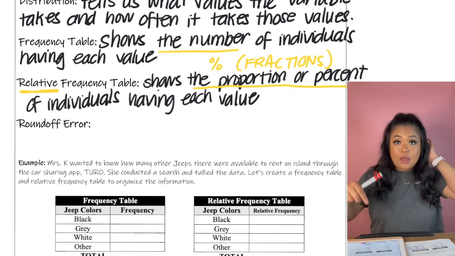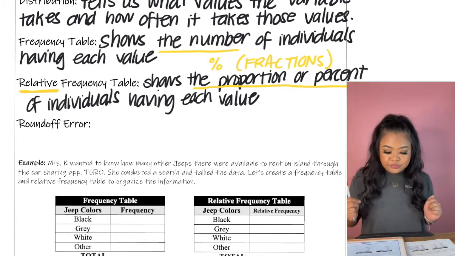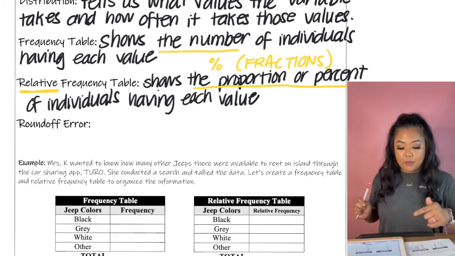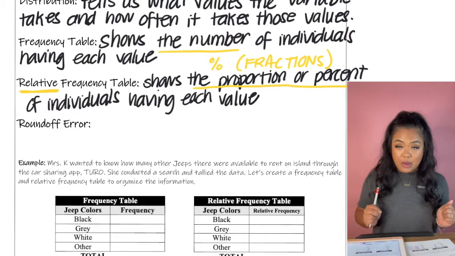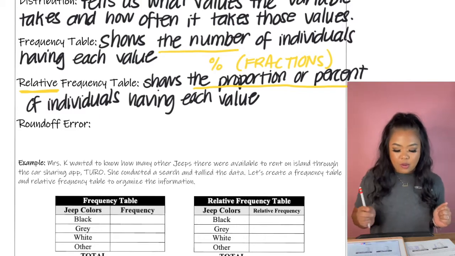Okay, we're about to get into an example. So I'm going to skip round off error and go into the example, and then we'll go back and fill in what round off error is. I think it'll make more sense that way.